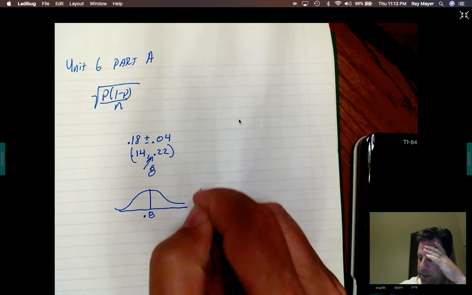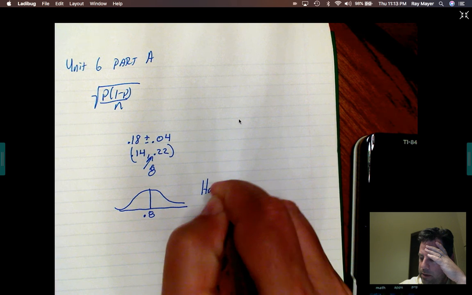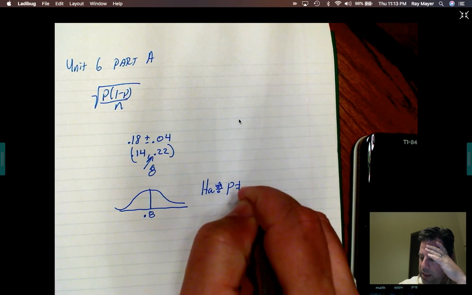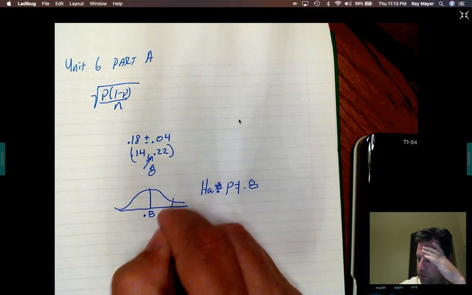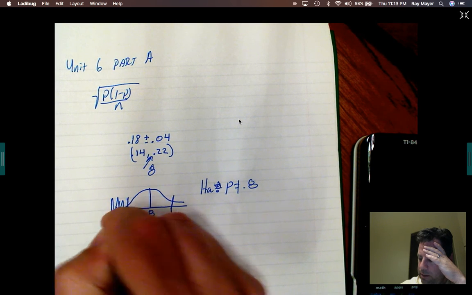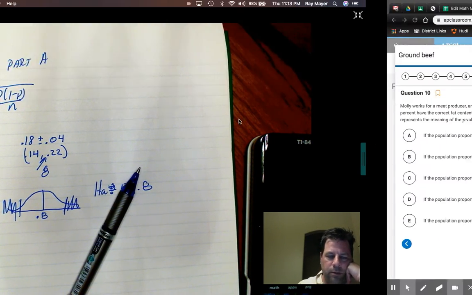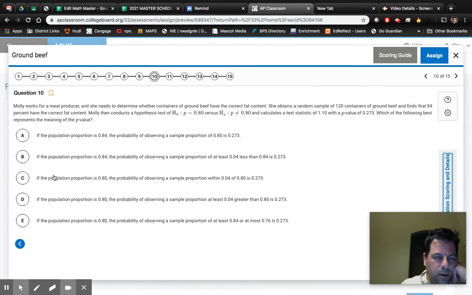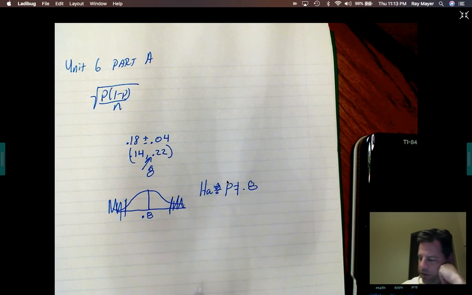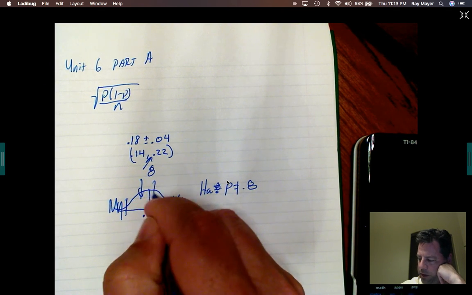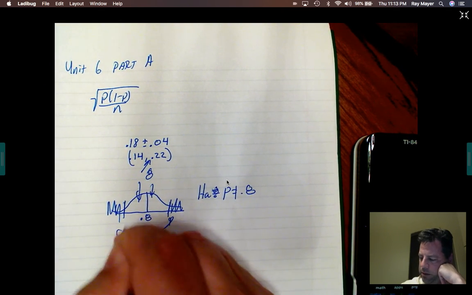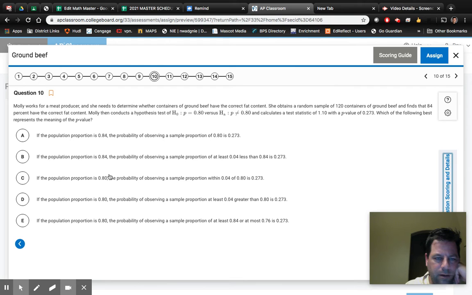0.8. We think P is not equal to 0.8. So I'm concerned with this area and this area, if it's outside of there. If the population proportion is 0.8, the probability of observing within 0.04? No, it's not within that. It's not this area. It's outside of that.